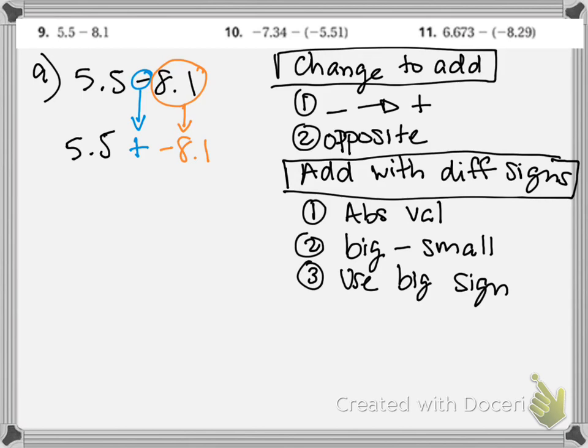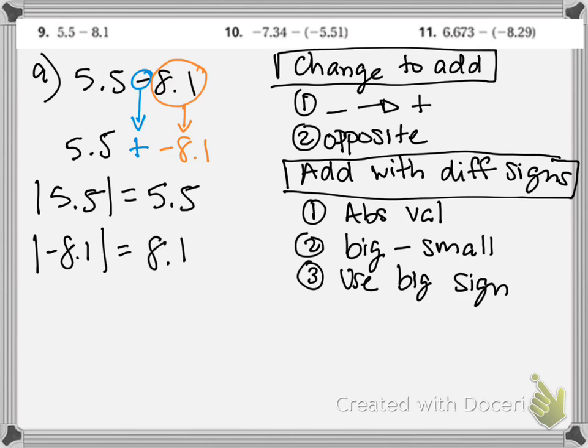Let's see. First thing, take absolute value. The absolute value of 5.5 is just 5.5. The absolute value of negative 8.1 is 8.1. This one is smaller. This one is bigger. So we're going to take big minus small. Big minus small.